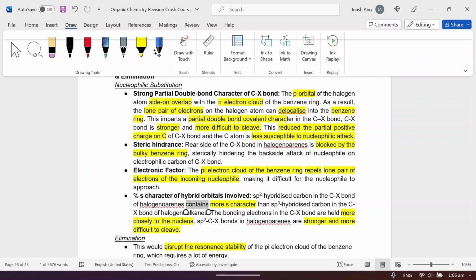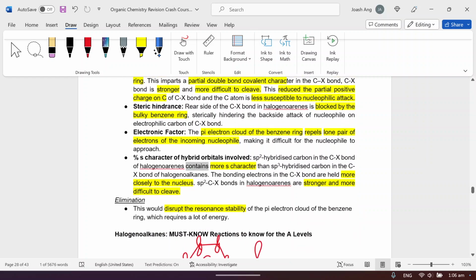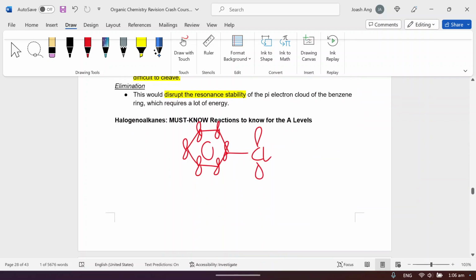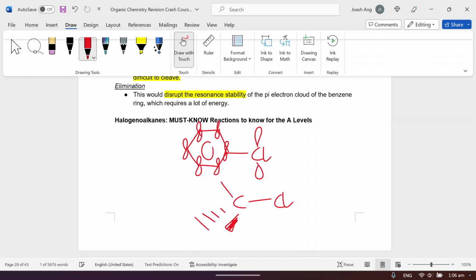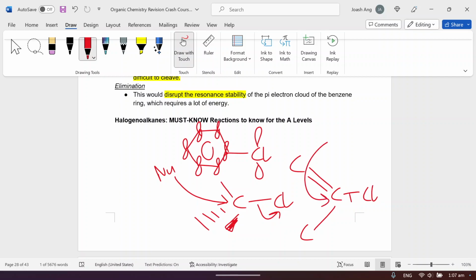Okay, the steric hindrance factor: you can talk about how the rear side is being blocked by the bulky benzene ring. So normally you would have something like this, where the nucleophile will perform a backside attack. However, if you're talking about a benzene ring, where there are electron clouds above and below the benzene ring, it's very hard to attack this carbon right here to push out this.